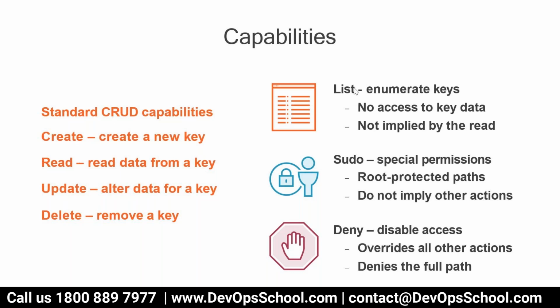But apart from that, a few special capabilities are also there, which include list, sudo, and deny. When you give list, there is no access to key data, not implied by read, but you will get the list of all the keys, though you won't get data access. When you give sudo, it is a special permission at the root protected path and does not imply other actions. When you say deny, that means you are disabling the access. Deny overrides all other actions like CRUD and denies the full path. So these are the things.